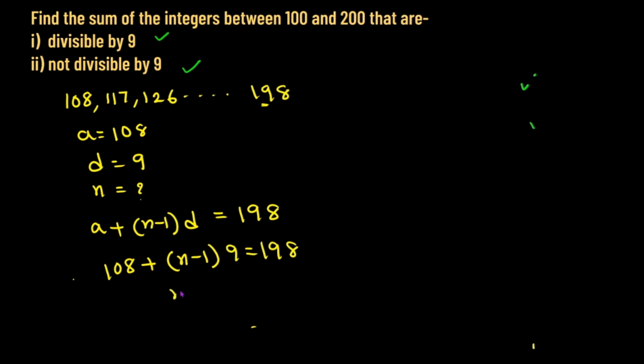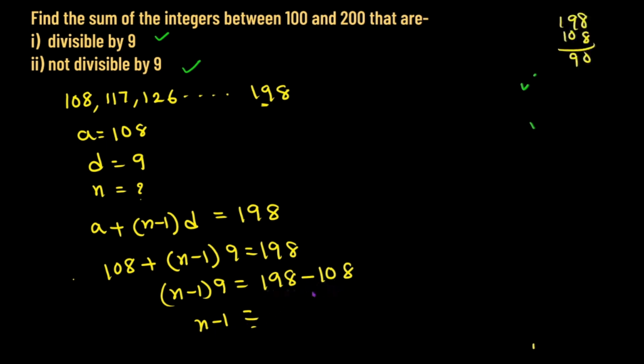So if we do it here, n minus 1 into 9, so 198 minus 108 is how much? It's just 90, right? So we'll write that also. So 108 plus 9 into n minus 1 equals 198. What is 198 minus 108? It is 90, right? And this 9, if you send it that side, divided by 9. So n minus 1 equals 10 and n equals 11. So this is the 11th number.